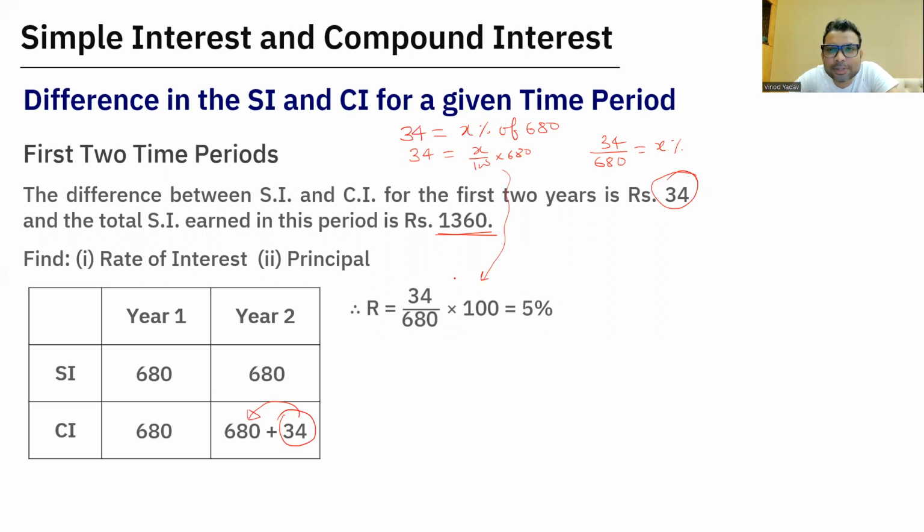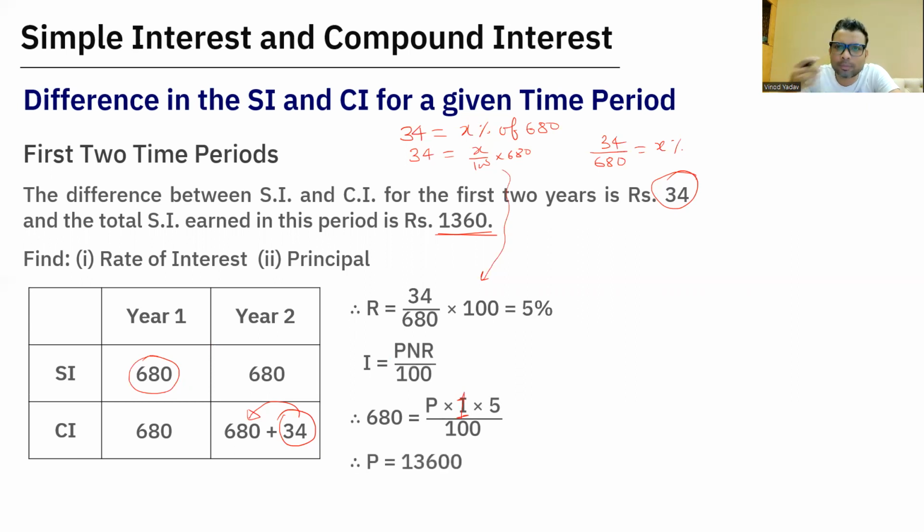Next step of this. Correct? And 10% of 680 is 68, half of that, so 5% is 34. Correct. So we got the rate of interest. And once we have the rate of interest, it's over, right? So this value is 5%. So 5% of some principal is 680. Yeah, I is 1. In 1 year, simple interest was 680. So P into 1 into 5 by 100, solve, you get 13,600. So the principal is 13,600.